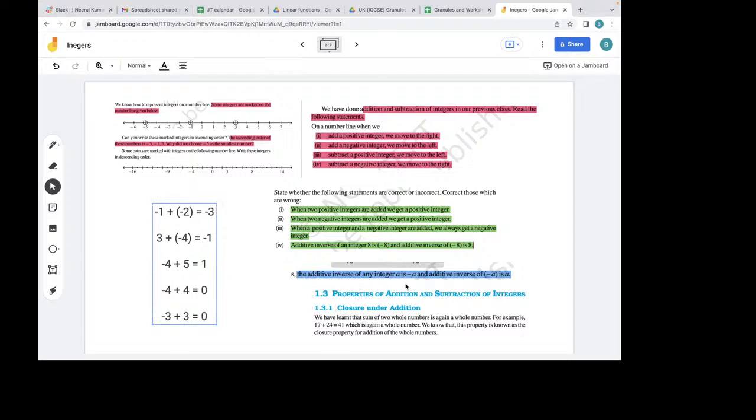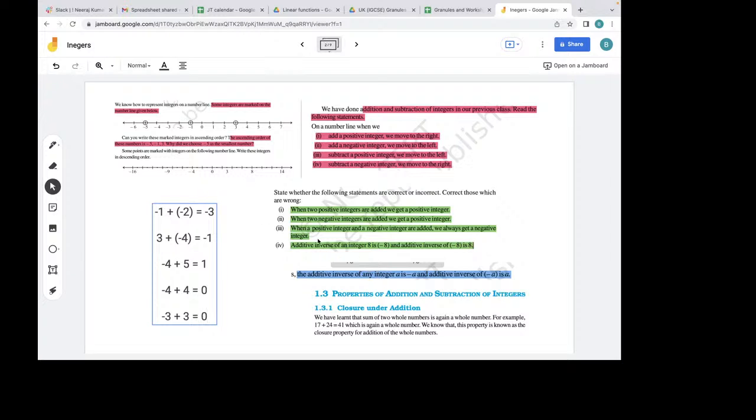So in general, we can say that for an integer a, -a is its additive inverse, and for -a, a is the additive inverse. Okay, so our fourth statement says the additive inverse of an integer 8 is -8 and the additive inverse of -8 is 8. Yes, for 8 it is -8. If you add -8 to 8, you will get 0. And again, if you add 8 to -8, you will again get 0.